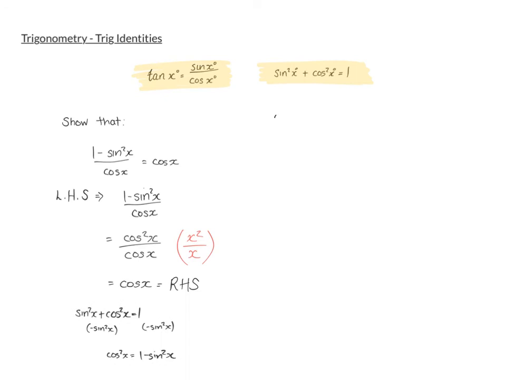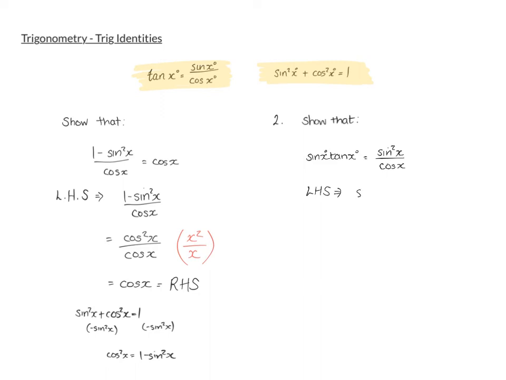I'm just moving this down over here so we have some space to do a second example. So let's see if we've got one that uses our other manipulation. So here we go. Let's say we want to show that sine x tan x, we should have degree signs on all of these, but sometimes I do forget, is equal to sine squared x over cos x.